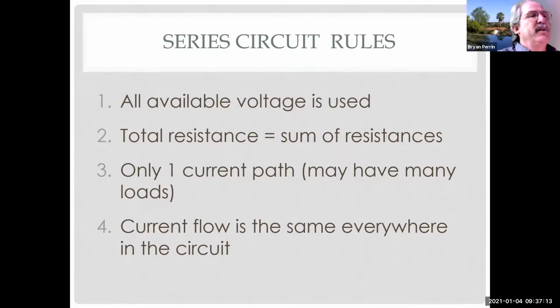So the total resistance in the circuit is the sum or the total of all the resistances. So in other words, if I have resistance in my wire and resistance in my light switch and resistance in a connector and resistance in the load, all of that resistance equals the total resistance for the circuit. And every piece of that resistance is going to get some of that voltage.